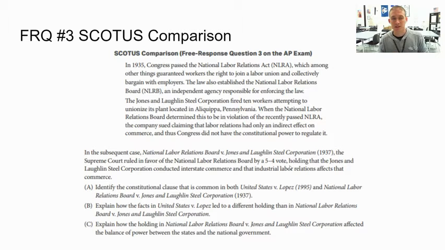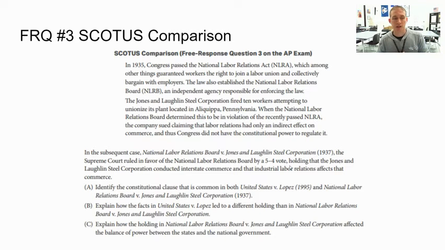There will be an A, B, and a C. If you remember, before I said that the SCOTUS prompts are worth 4 points, and that's because most often B is worth 2. So A and C are worth 1, and B is worth 2. So in A, identify the constitutional clause that is common in U.S. v. Lopez, a required case that you should have mostly memorized, and this new one that you learned about.